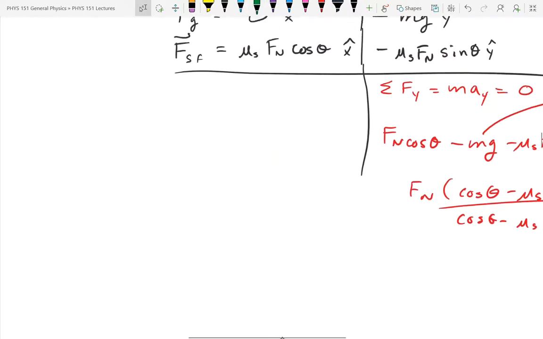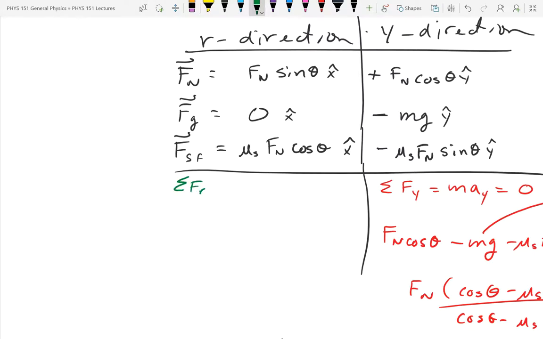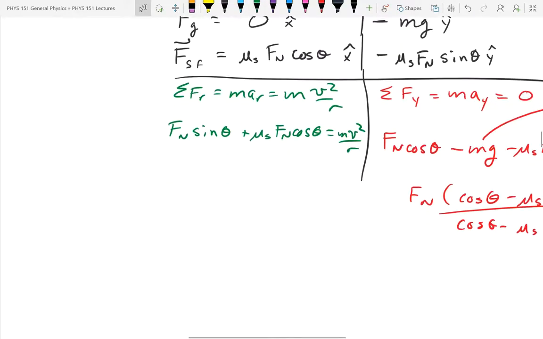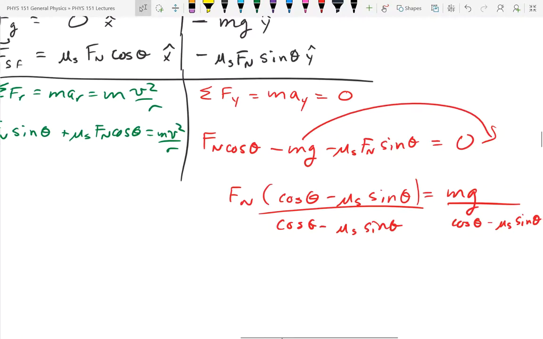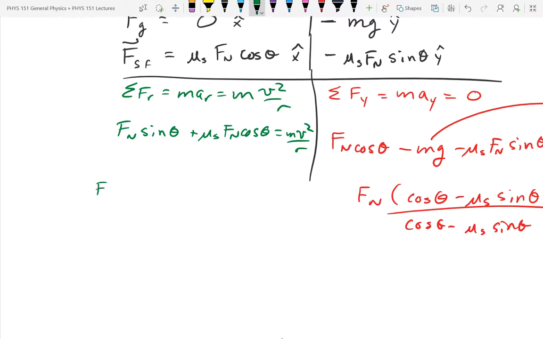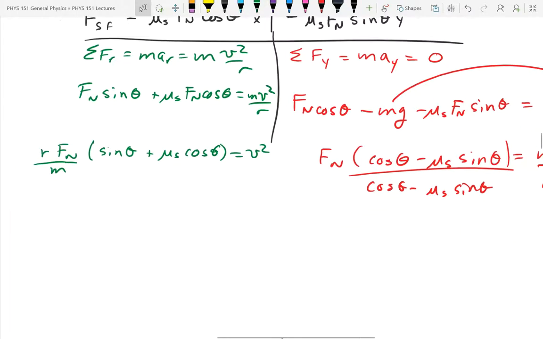Now I come over to the radial direction. Since it's going in a circle, that's mass times v squared over r. And so now I take my components and add them up, Newton's second law. I'm trying to solve for v, so first I'm going to solve for v squared. Now I substitute in the force normal.